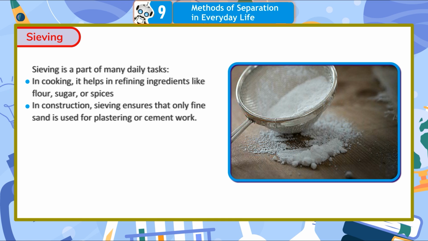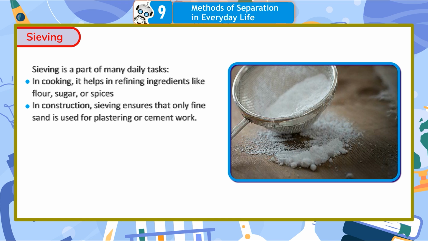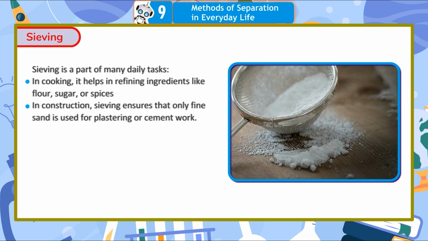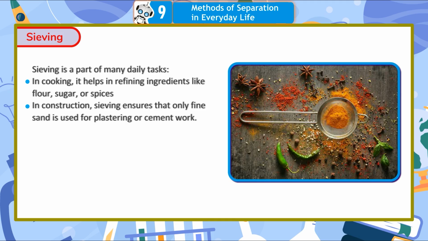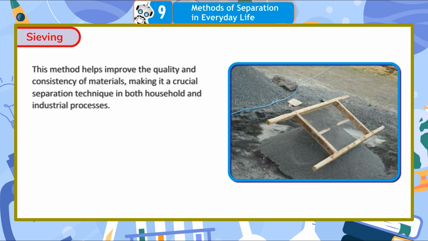Sieving is a part of many daily tasks. In cooking, it helps in refining ingredients like flour, sugar, or spices. In construction, sieving ensures that only fine sand is used for plastering or cement work. This method helps improve the quality and consistency of materials, making it a crucial separation technique in both household and industrial processes.